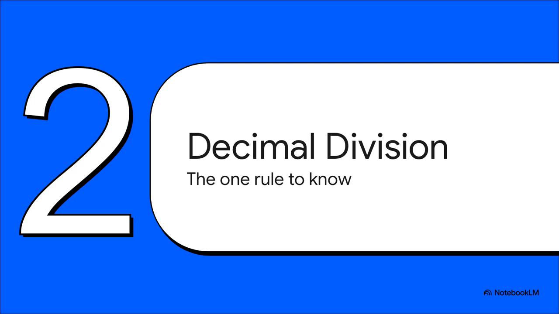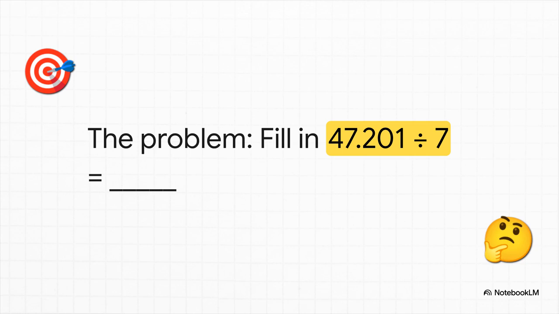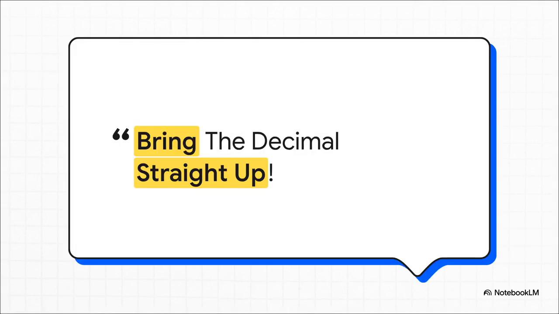Let's tackle a long division problem with a decimal. And just like before, this whole thing comes down to one simple rule. Here we go, our next challenge, 47.201 divided by 7. When you set it up, it looks pretty much like a normal long division problem. But you know, that little dot right there can cause a lot of confusion if you don't know the secret. And here it is. This is it. The one, the only, the unforgettable rule that makes these problems a piece of cake.